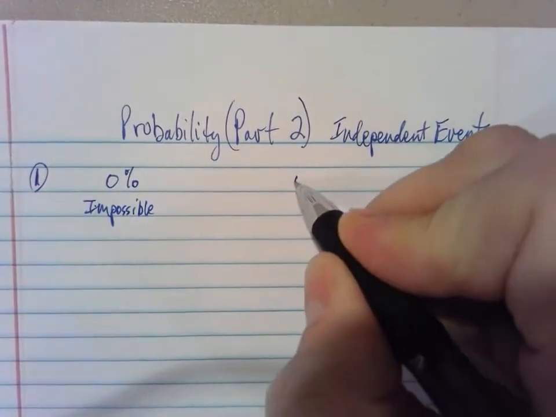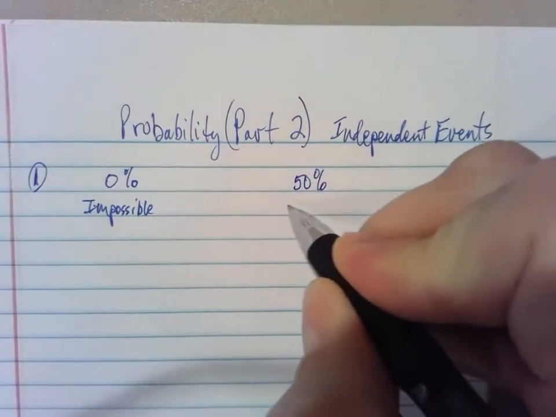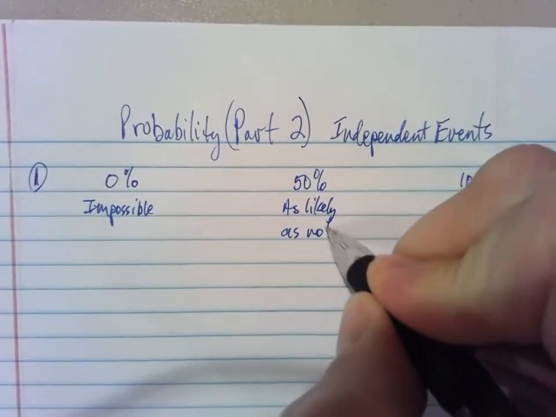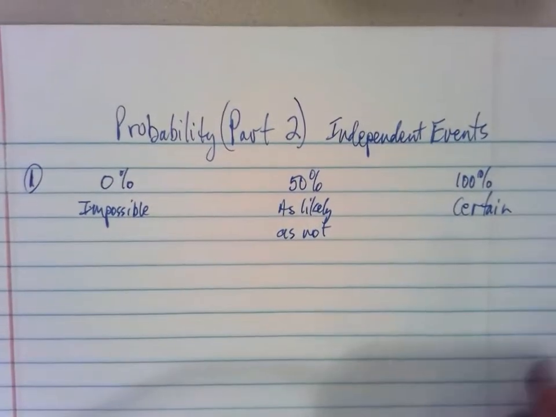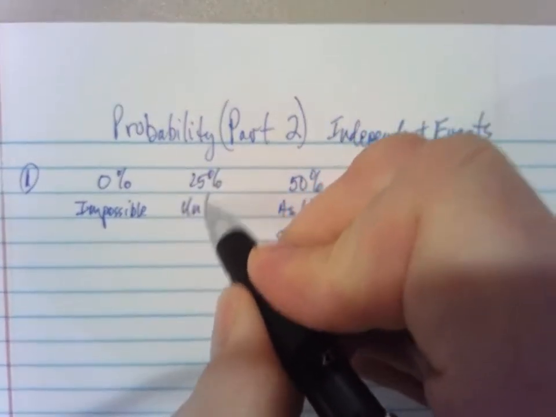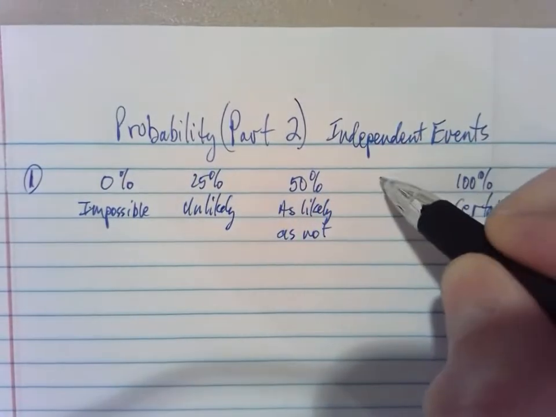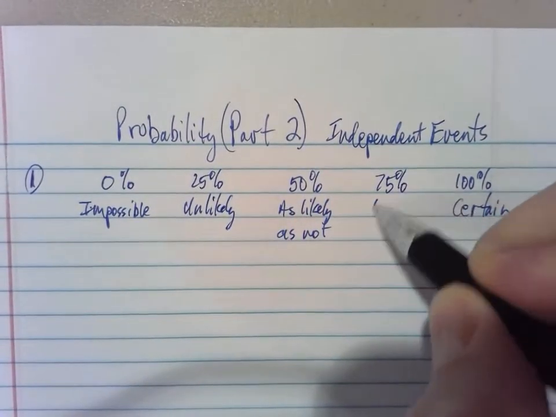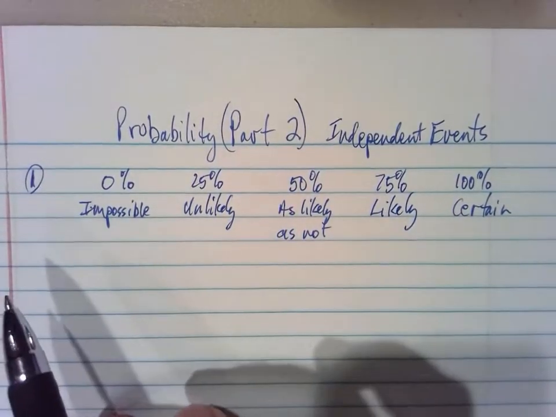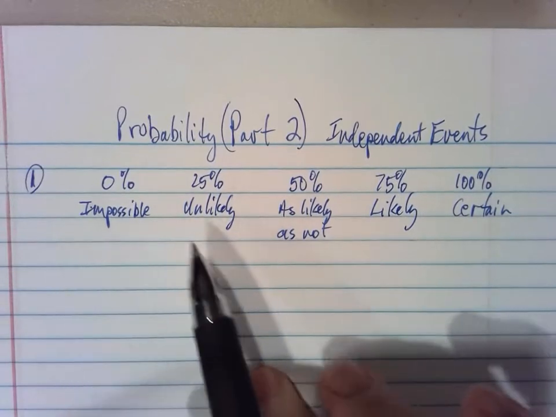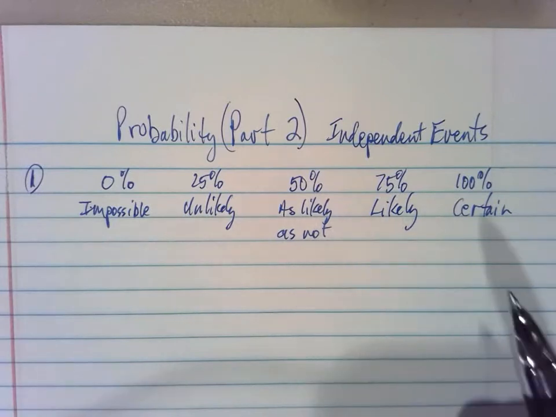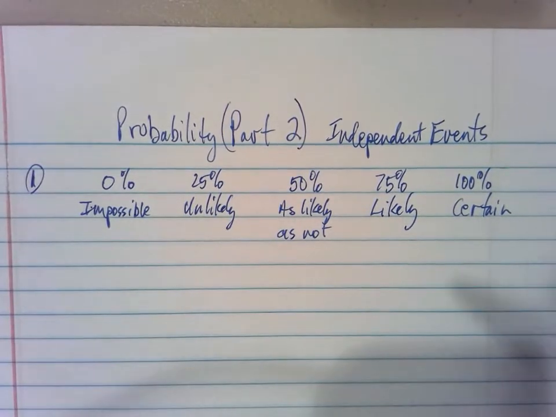In the middle, you've got the 50-50 mark, okay? That is called as likely as not. And then on either side of that, of course, we have the 25%, which is unlikely, versus the 75% over here, that's likely. So if you go from impossible to certain: 25% is unlikely, 50-50 is as likely as not, 75% is likely, and then 100% of course means it's definitely going to happen.